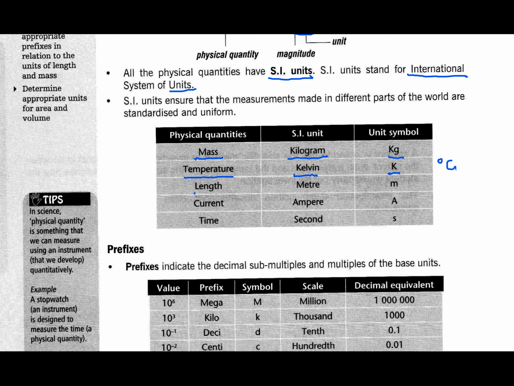The SI unit of length measurement is the meter. It's not the kilometer, it's not the centimeter. The SI unit of current is the ampere, named after the French scientist Ampere, symbol is capital A. The SI unit of time is second, symbol S. It is not minutes, it's not hours.